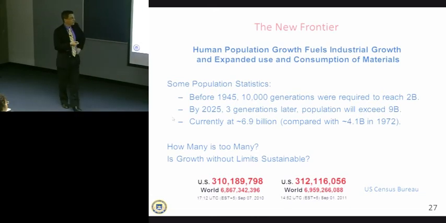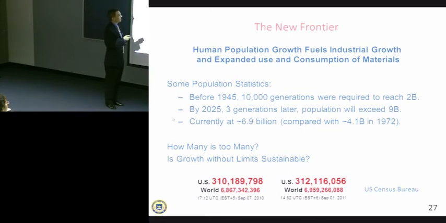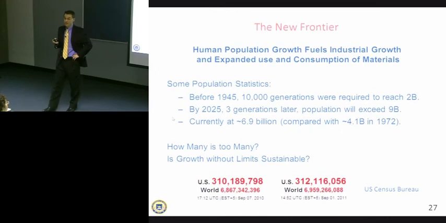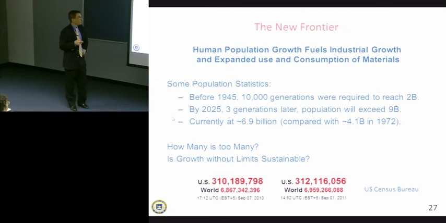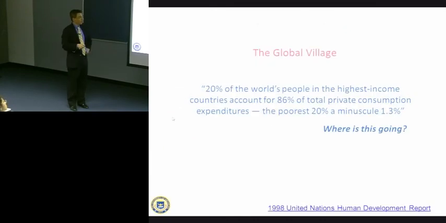I was born in '72. That was 4.1 billion people. So we're at about 7 billion people now. So roughly 3 billion more in about 40 years. It took 10,000 generations to get to 2 billion. It is slowing down, but not very quickly. It's expected by 2025 we'll be above 9 billion. Okay, probably by the end of the year we'll be at 7 billion. Right. So it's a lot of folks, and we need to ask this question. Where's it going?